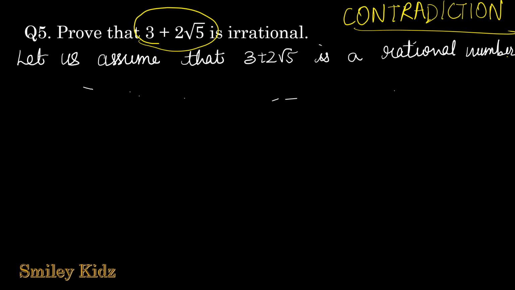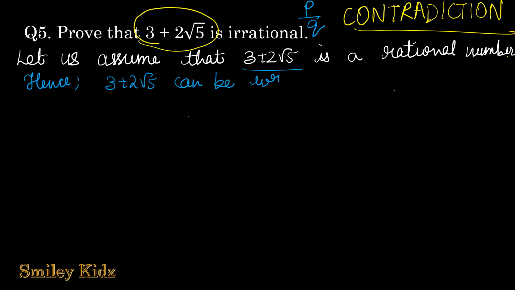Now, what is a rational number? We know that a rational number is a number which can be expressed in the form of P by Q, where P and Q are integers and Q is not equal to 0. And that's what we call a rational number, right? Now, once we assumed that 3 plus 2 root 5 is a rational number, we know that 3 plus 2 root 5 can be written in the form of P by Q. So, let's write it. Hence, 3 plus 2 root 5 can be written as P by Q.